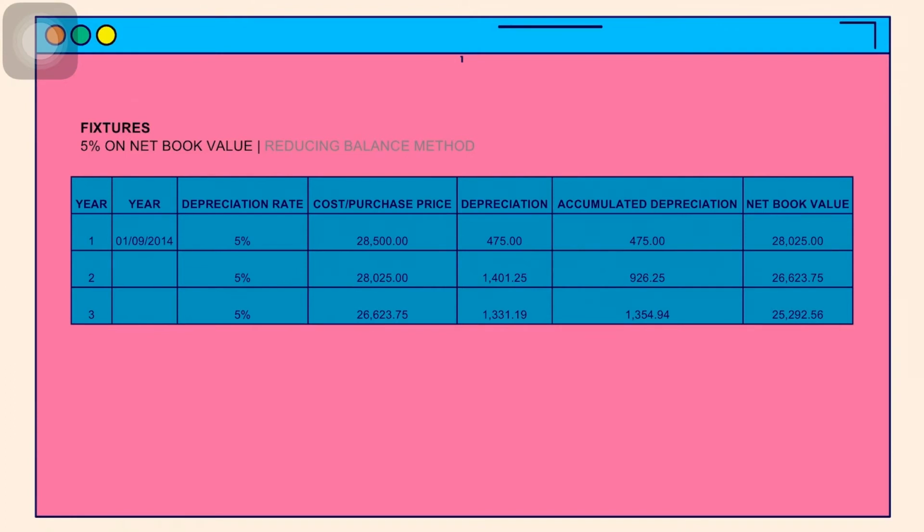First, to get depreciation, you have to calculate 5% times 28,500 times 4 months per 12 months. Why we multiply by 4 months per 12 months is because the date of purchase is 1st September 2014.